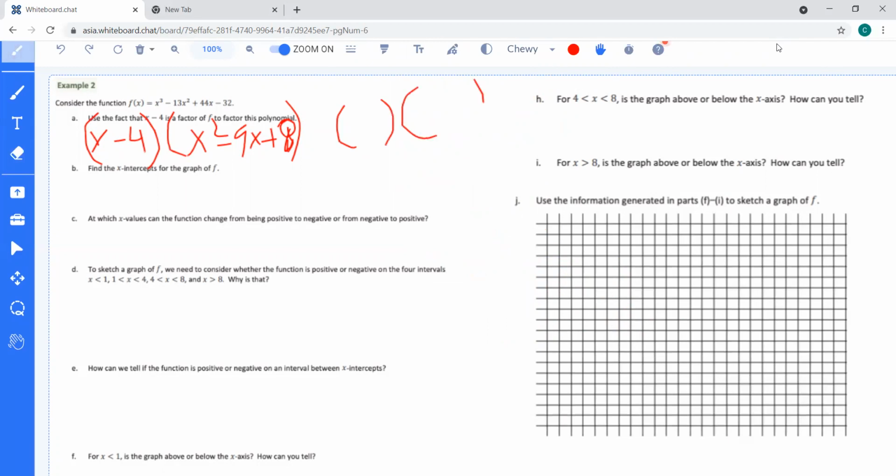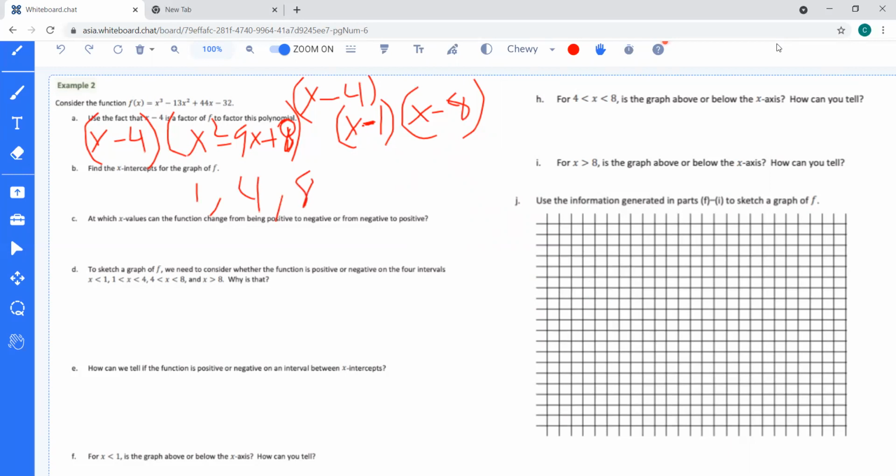x minus, yeah, that'll be 1 and 8. So it's going to be x minus 4, x minus 1, and x minus 8. Those are your factors. So to find the x intercepts, well, x intercepts are going to be, we'll order them from least to greatest. That's 1, 4, and 8.